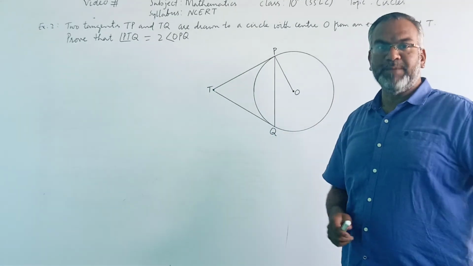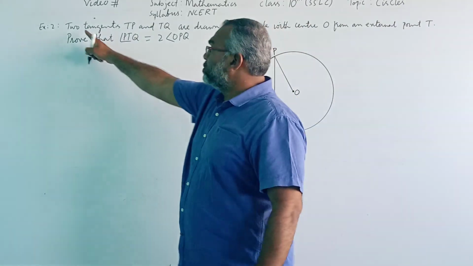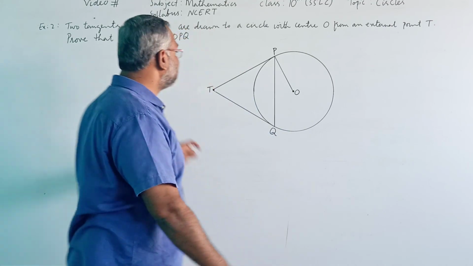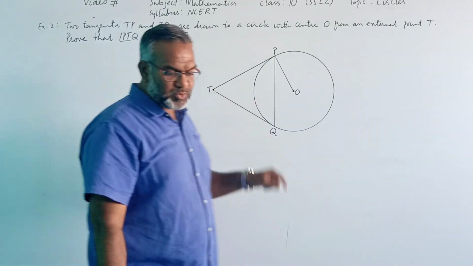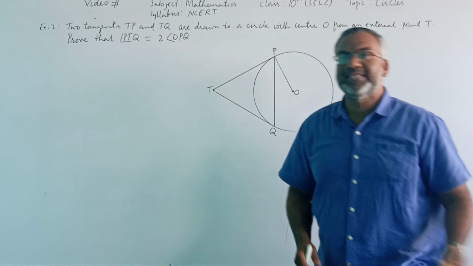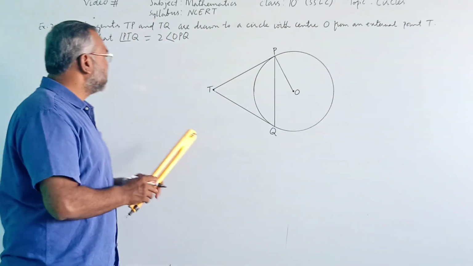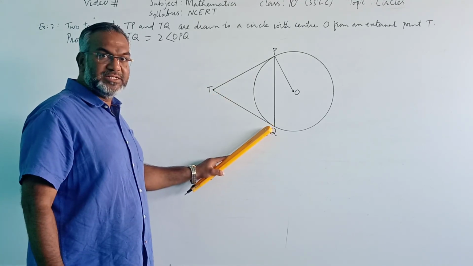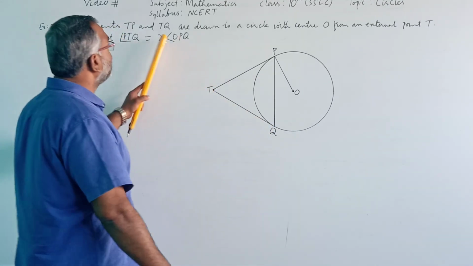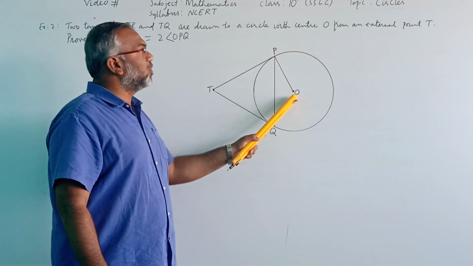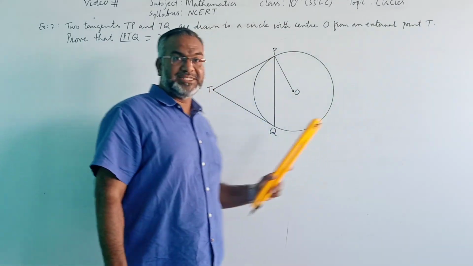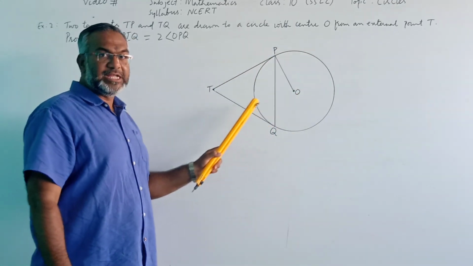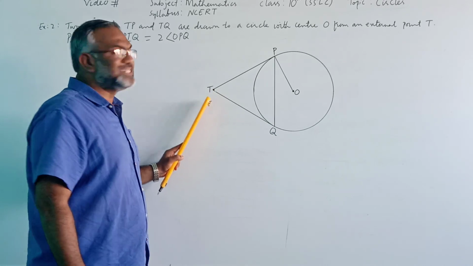And the next question is example number 2. Two tangents TP and TQ. TP is one tangent and TQ is another tangent. Two tangents are drawn to a circle with center O from an external point T, and those two tangents TP and TQ are drawn to the circle with center O from an external point T.